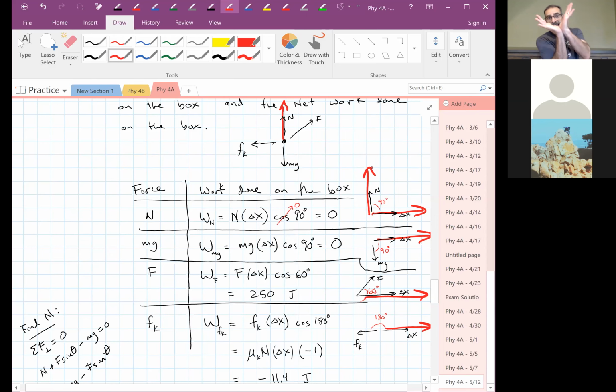And what angle do I get when I put those tails together? I get 90 degrees. What angle do I get when I do that for gravity? I get gravity down. I get 90 degrees, right? It's the angle you get when you put the tails together.